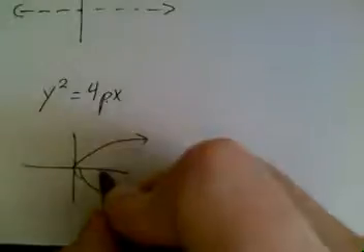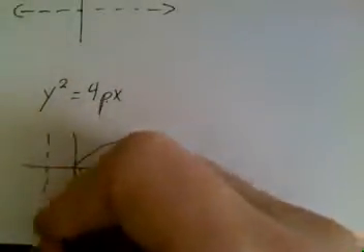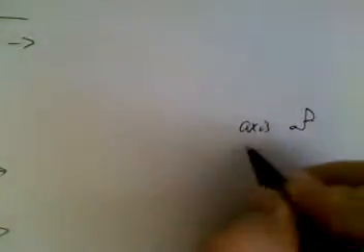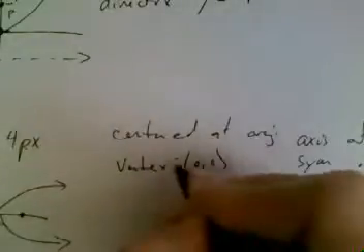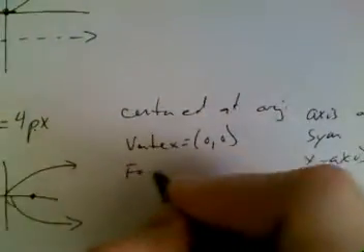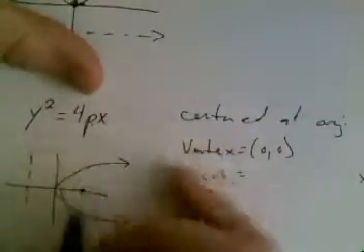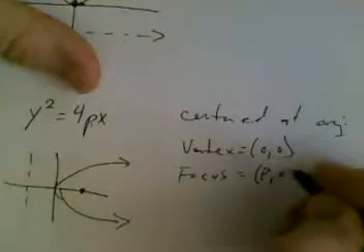What do you think this one's going to be like? Well, the focus has to sit over here now, and the directrix should sit over here. And this is for a graph that has the axis of symmetry, the x-axis. So I'm going to go ahead and write this down. The axis of symmetry is the x-axis. This is still centered at the origin, and my vertex is still 0, 0. The focus, however, still compares to that value of p, but this time it's shifting in the x direction. So my focus will actually be p comma 0.